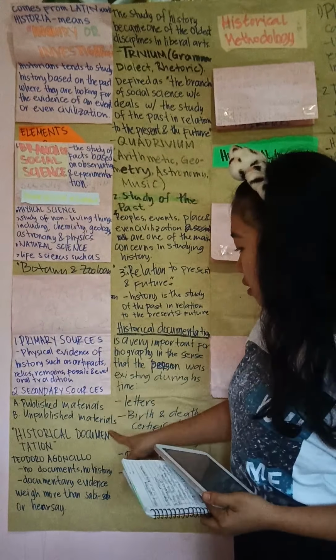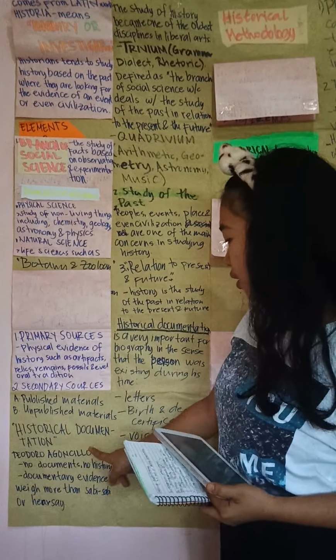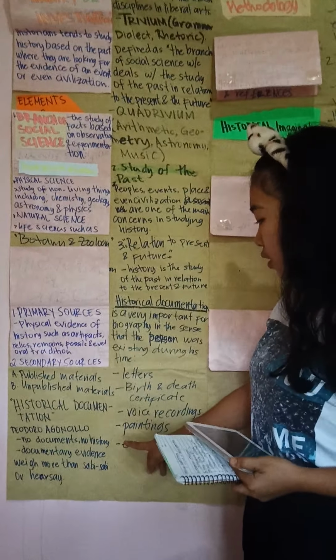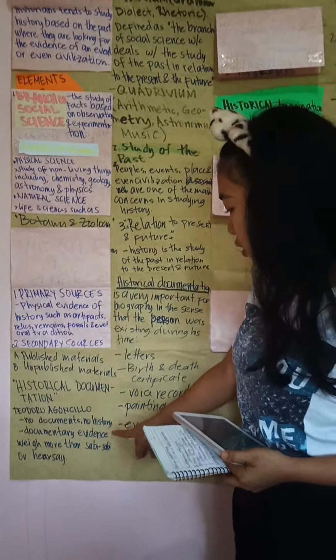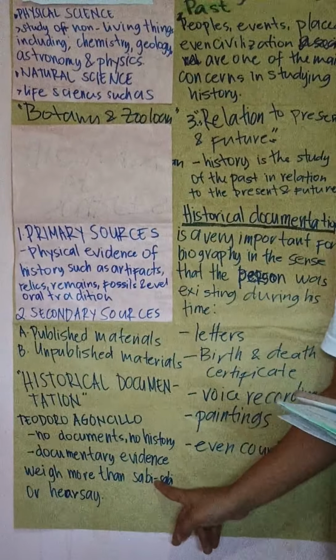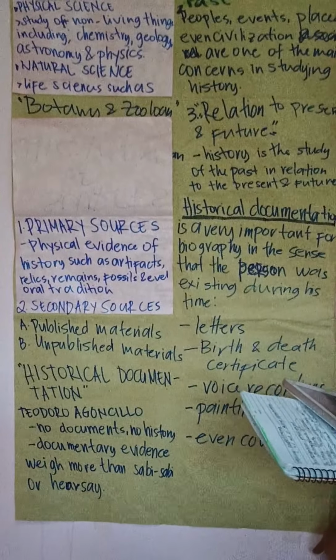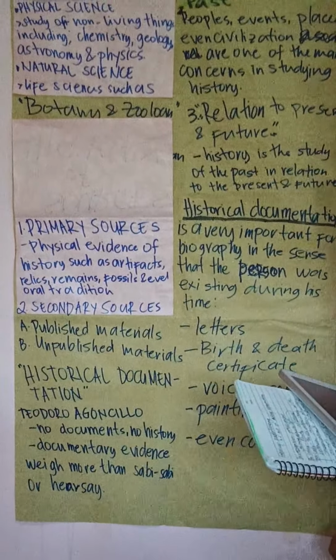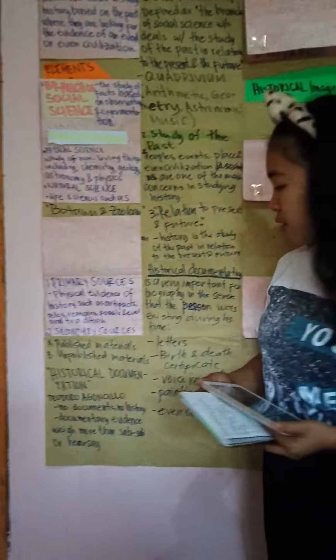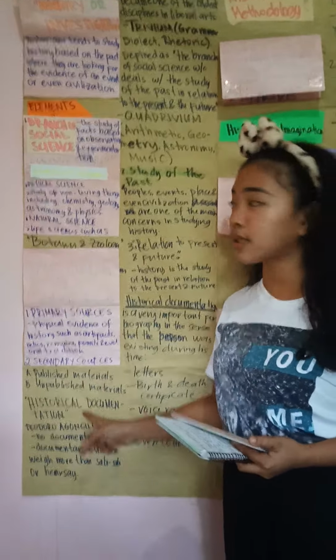And then, historical documentation. Teodoro Agoncillo: no documentation, no history; documentary evidence, more than sabi-sabi or hearsay. Ibig sabihin, wala siyang documentary. Wala rin siyang history kung ano nga ba siya, kung sino nga ba siya. O bakit nandito siya, kasali siya dito.